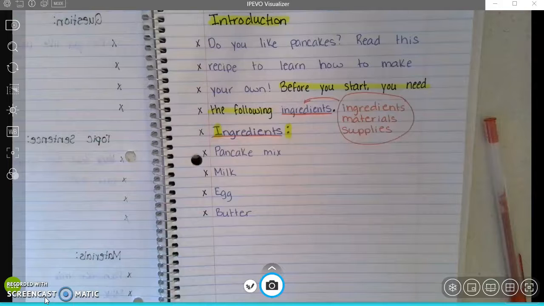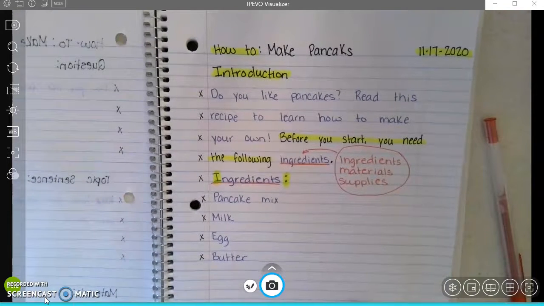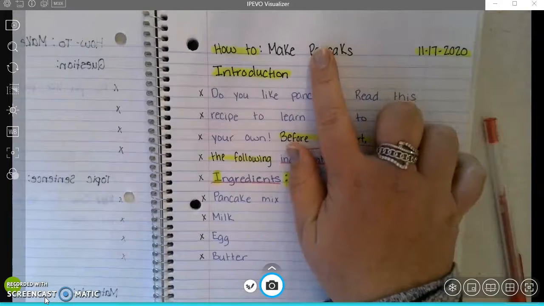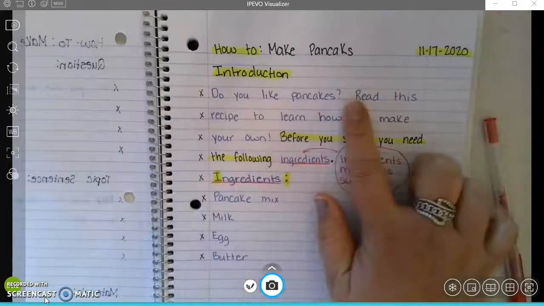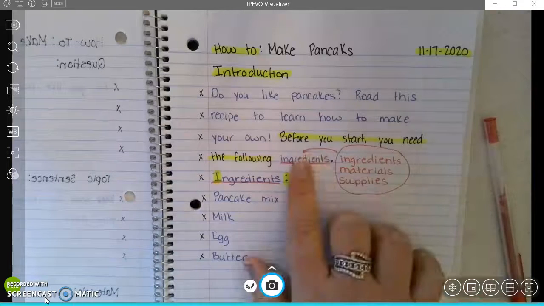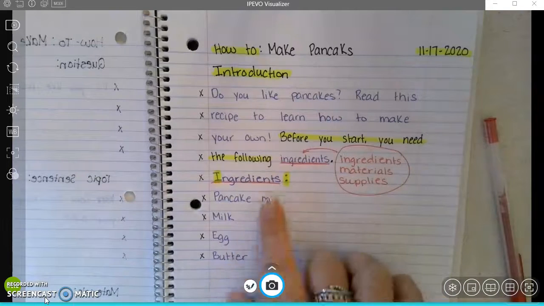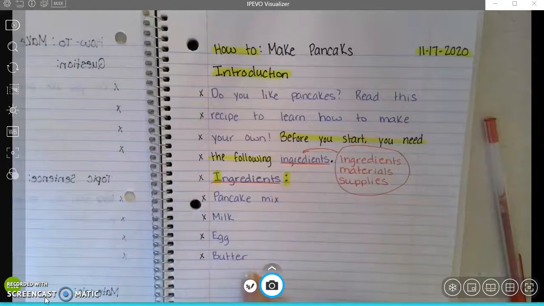Any questions, please write them down. Please let me know. This is what your paper looks like, except for you have your topic here. You have your sentence, your topic sentence, and then your materials or supplies or ingredients are listed here. I'm so excited for this, guys. Happy writing.